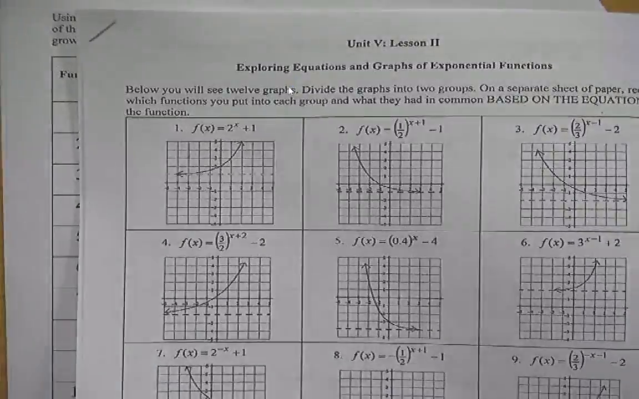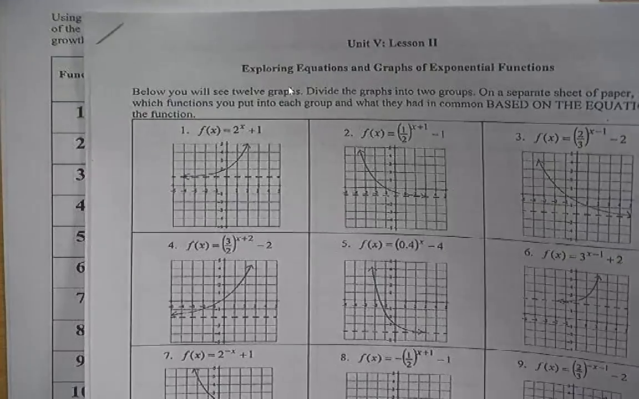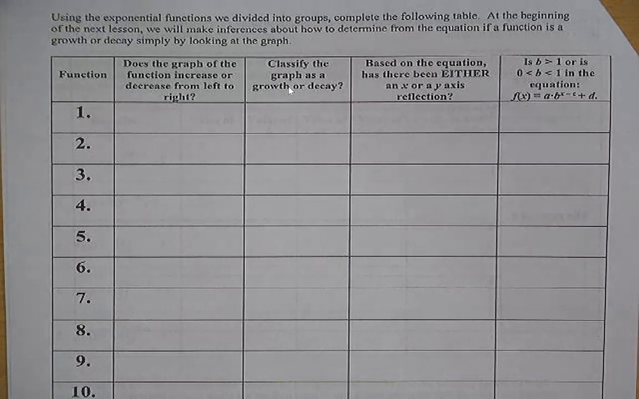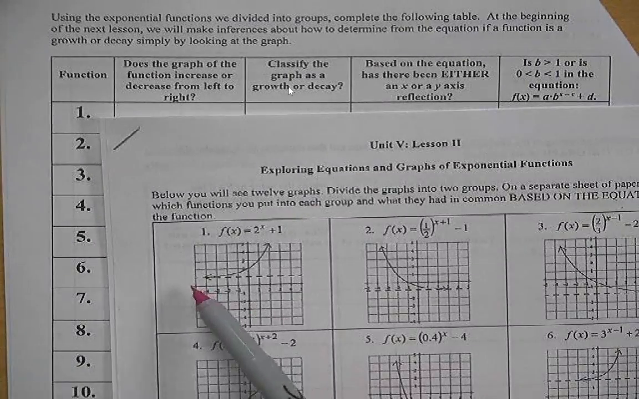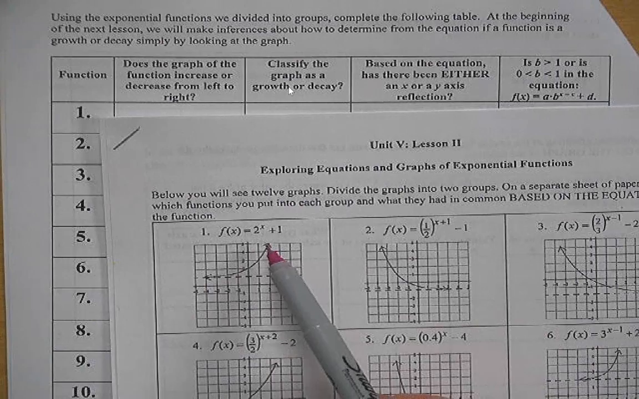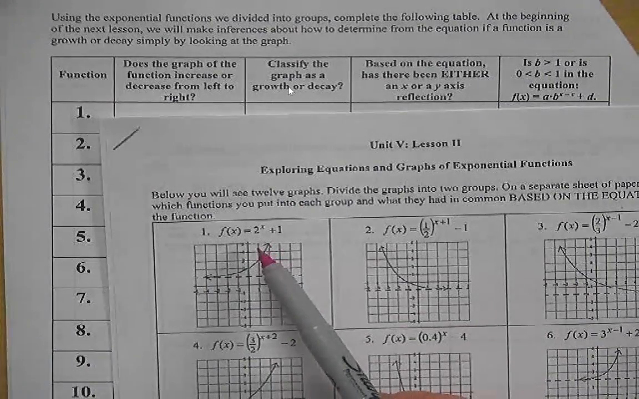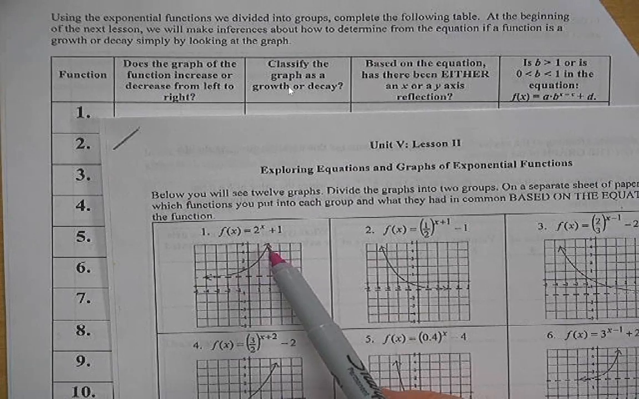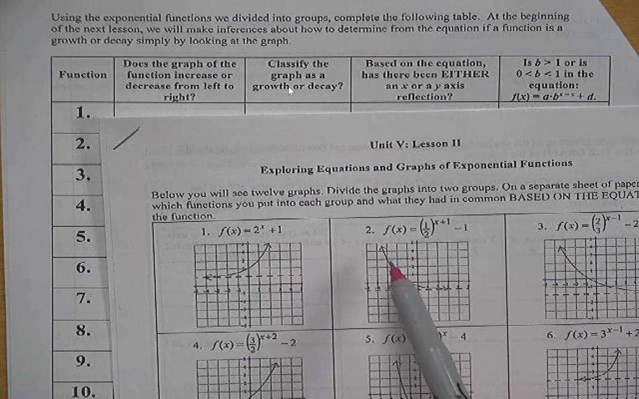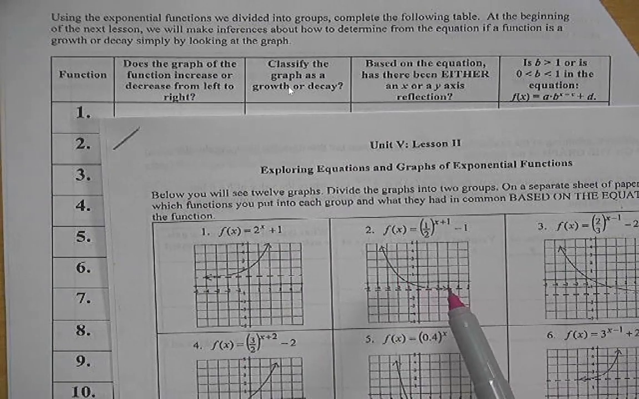So for number 1, I'll be flipping back and looking at this particular graph, okay? So you can look back there. It says, does the graph of the function increase or decrease from left to right? So you can clearly see that it is increasing, which means that it's going to be a growth. Anytime we have a graph that's increasing, we'll have a growth. Anytime a graph is decreasing from left to right, like number 2, we will have a decay.